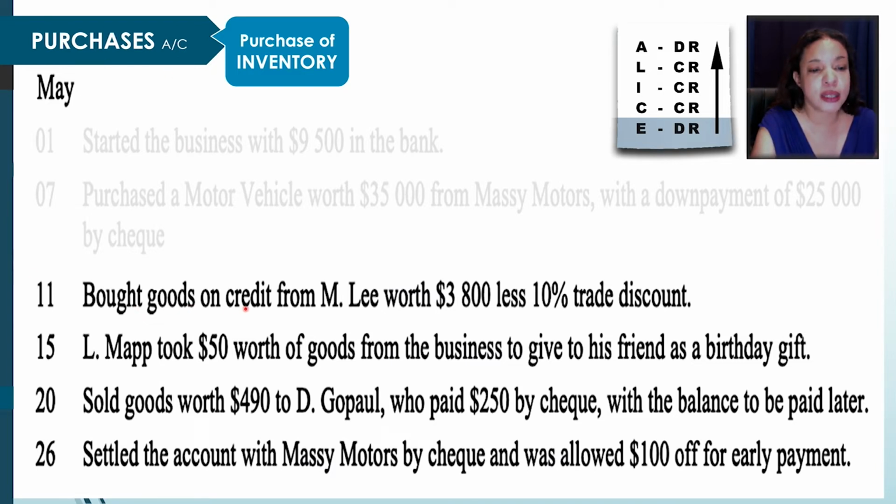Bought goods on credit from Emily. Bought goods. Purchased inventory. So this transaction involves purchases. So we have bought goods, which would be purchases, and as an expense, purchases account is debited. See how easy? So we have this here.